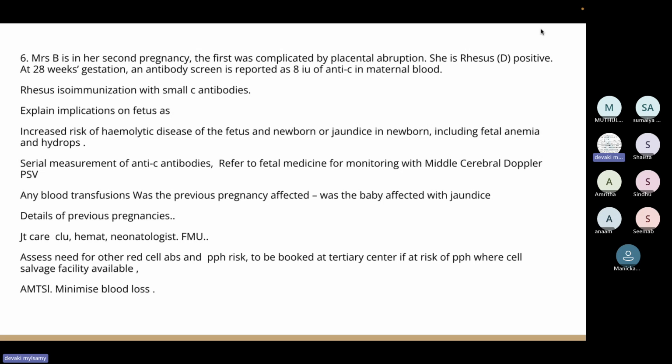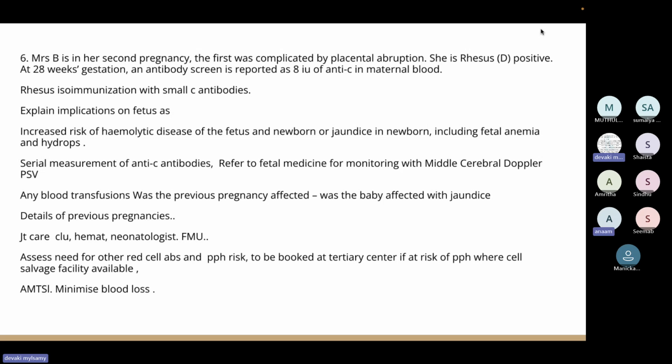Weekly cross match will be available. Active management of the third stage of labor will be offered to this case, and efforts will be made to minimize blood loss, any excessive blood loss. So that is an additional point because of abruption. Yes, we are going to assess the anti-C antibodies, but that is an additional point because she is at risk of PPH because of abruption. So that point you missed out.